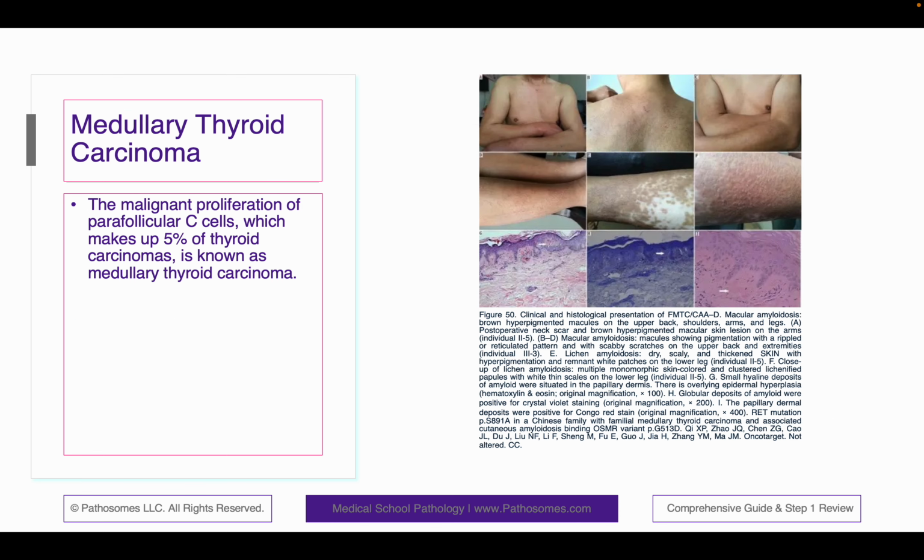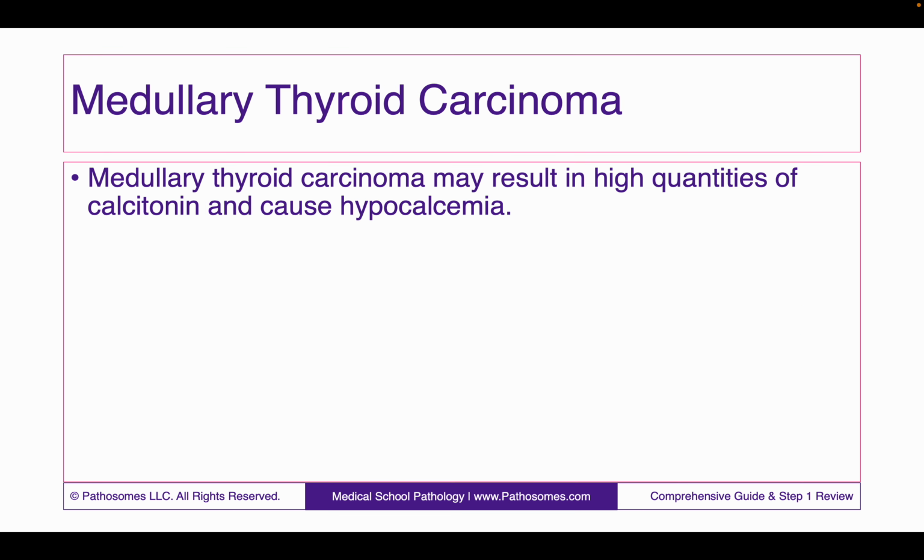Now let's switch gears and talk about medullary thyroid carcinoma. You're familiar with this. The malignant proliferation of parafollicular C cells, which makes up about 5% of thyroid carcinomas, is known as medullary thyroid carcinoma. Medullary thyroid carcinoma may result in high quantities of calcitonin and cause hypocalcemia.